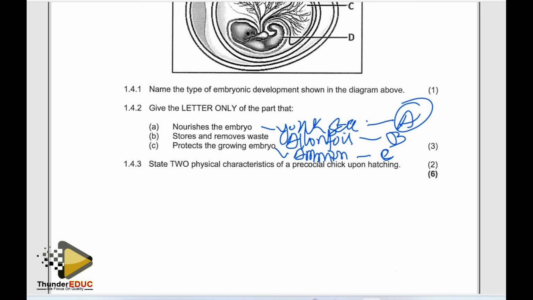State two physical characteristics of a precocial chick upon hatching. Precocial means born prepared. Number one, eyes are open, meaning that they can see properly.